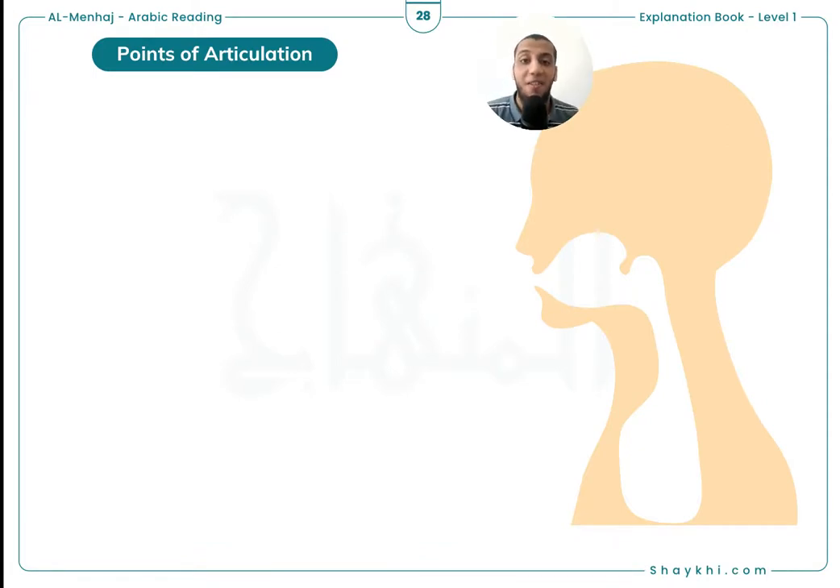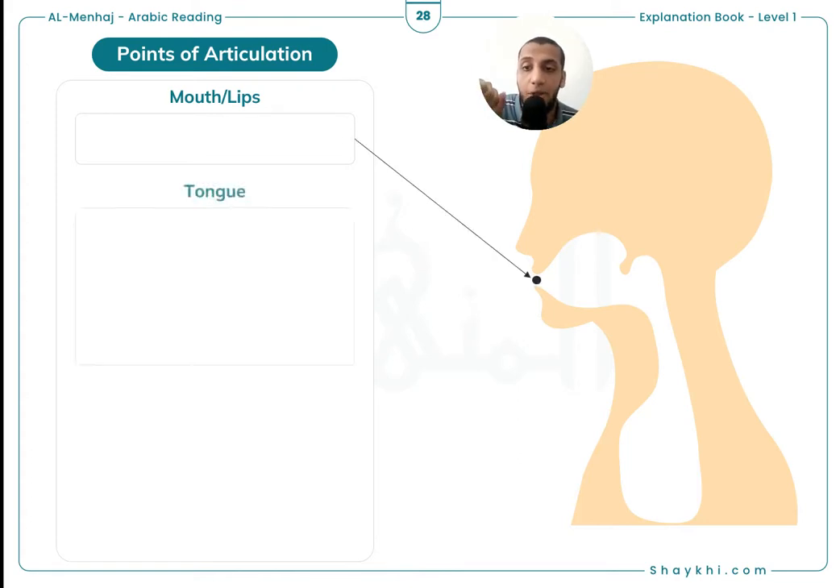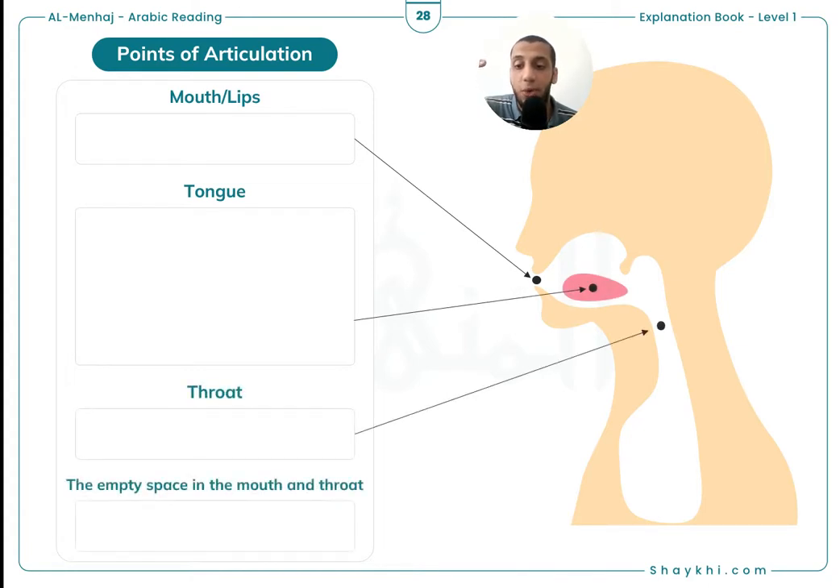So let's now discuss the points of articulation in a more organized way. We have 5 main points of articulation in Arabic, and we will discuss 4 of them now. We will delay the fifth point of articulation until later, inshallah. The first point of articulation is the mouth or lips, then the tongue, then the throat, and then the empty space in the mouth and the throat.